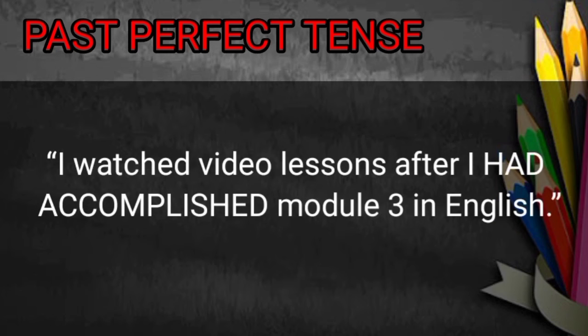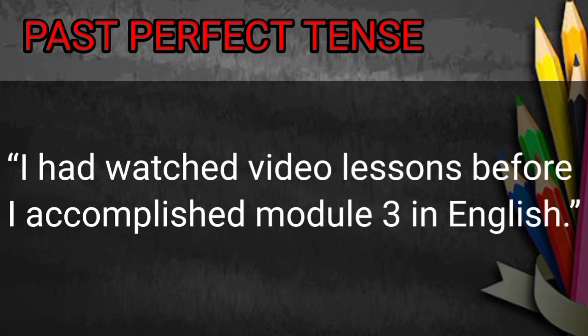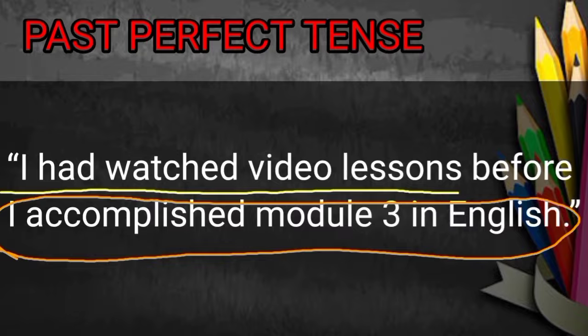In the first sentence, this is the event that happened before another action in the past. On the other hand, if your sentence is constructed like the second one, the first event that happened is this, before another past action, which is this.